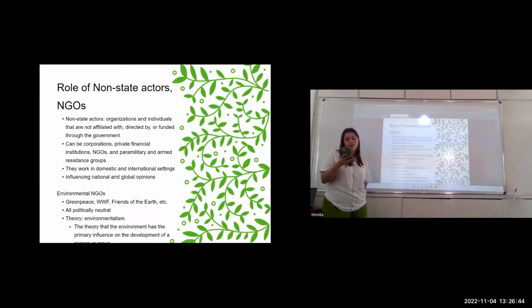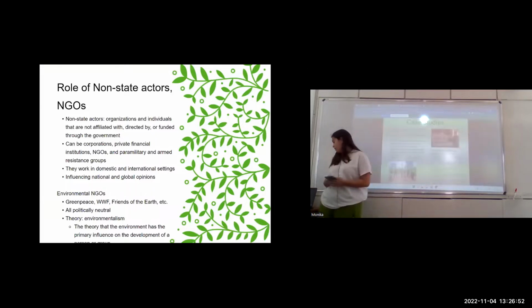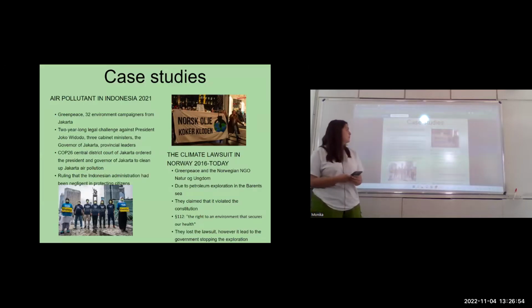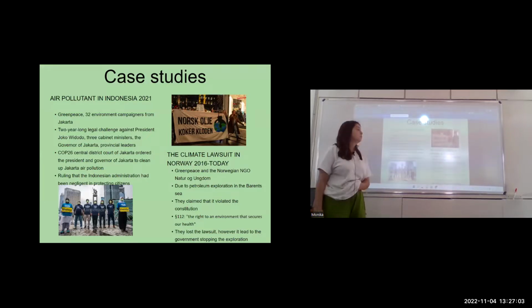But there are also some other definitions of environmentalism, such as the theory that the environment has the primary influence on the development of a person or a group. So I'm going to talk about some case studies where NGOs have influenced how states have acted. The first one is air pollution in Indonesia in 2021.